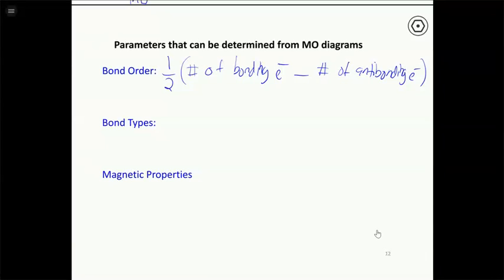Now, the nice thing is that the bond order that we predict from valence bond theory is going to pretty much always be identical to the bond order we predict from molecular orbital theory. But as we'll see, we can use molecular orbitals to predict fractional bond orders of 1.5, 2.5, and so on, that are not as easy to rationalize using valence bond theory. So it is a more powerful approach in that regard. We can also predict the bond type. Depending on which types of molecular orbitals are filled, we can predict whether they're going to be sigma, pi, or some combination of sigma and pi involved in the bonding.